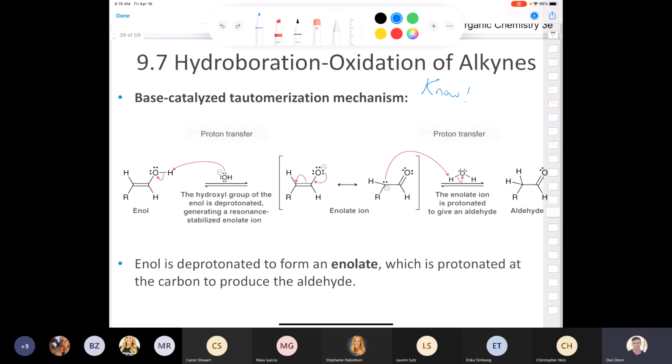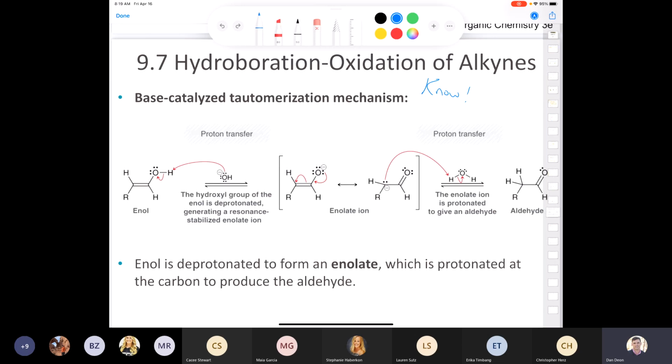Then we have a proton transfer from the water that was formed in this step. So this is the water molecule over here. And there you go, you produce your aldehyde. So how many steps is this? It's 2 proton transfers followed by a resonance, 2 resonance arrows here for the enolate ion. So you have to know this mechanism.